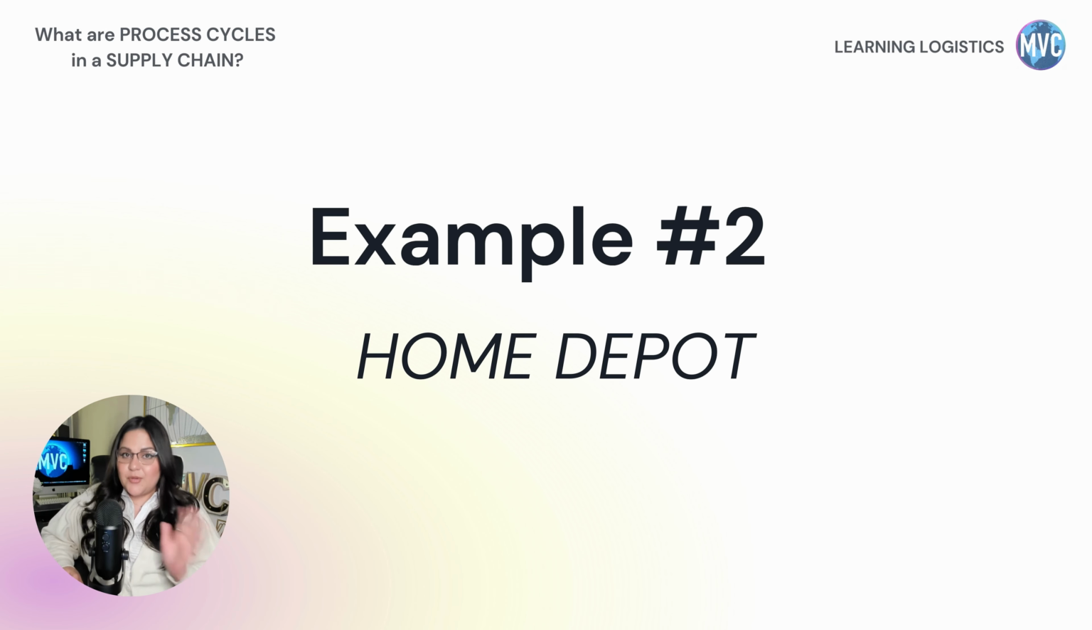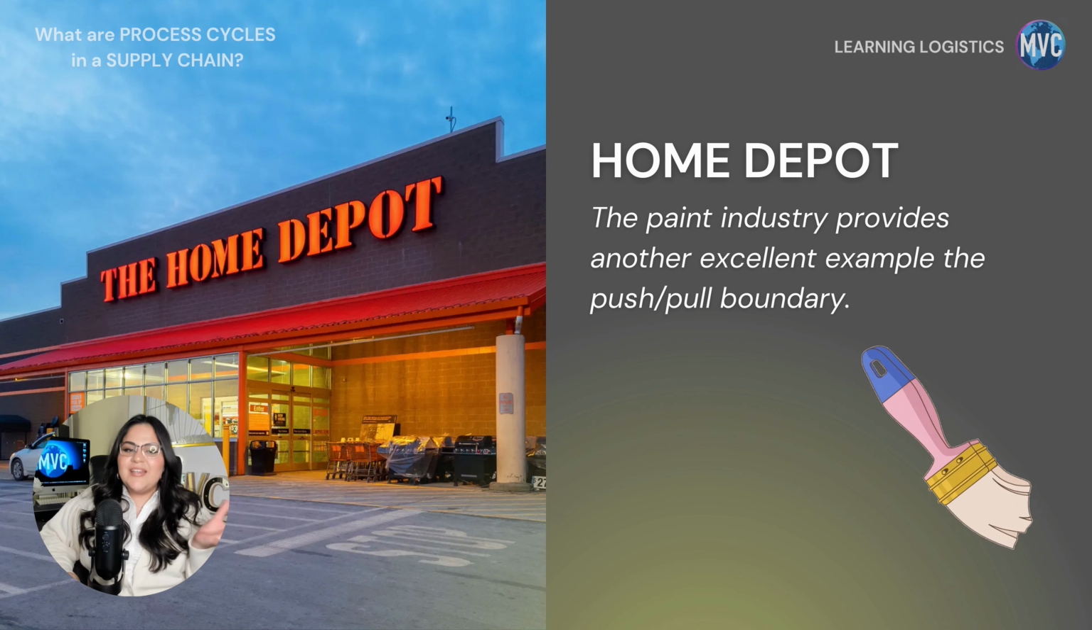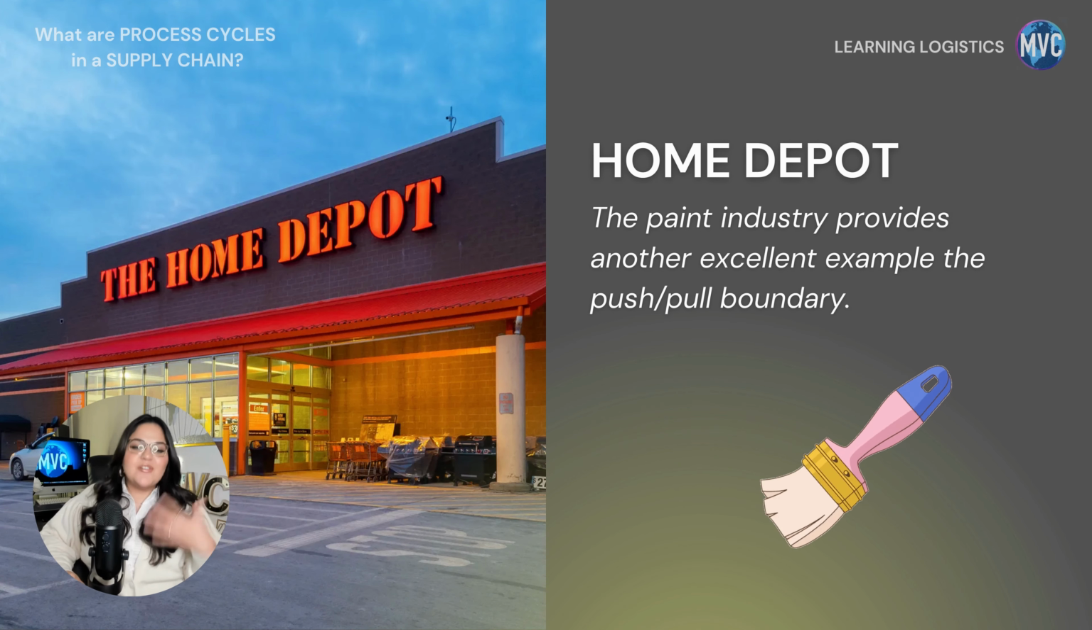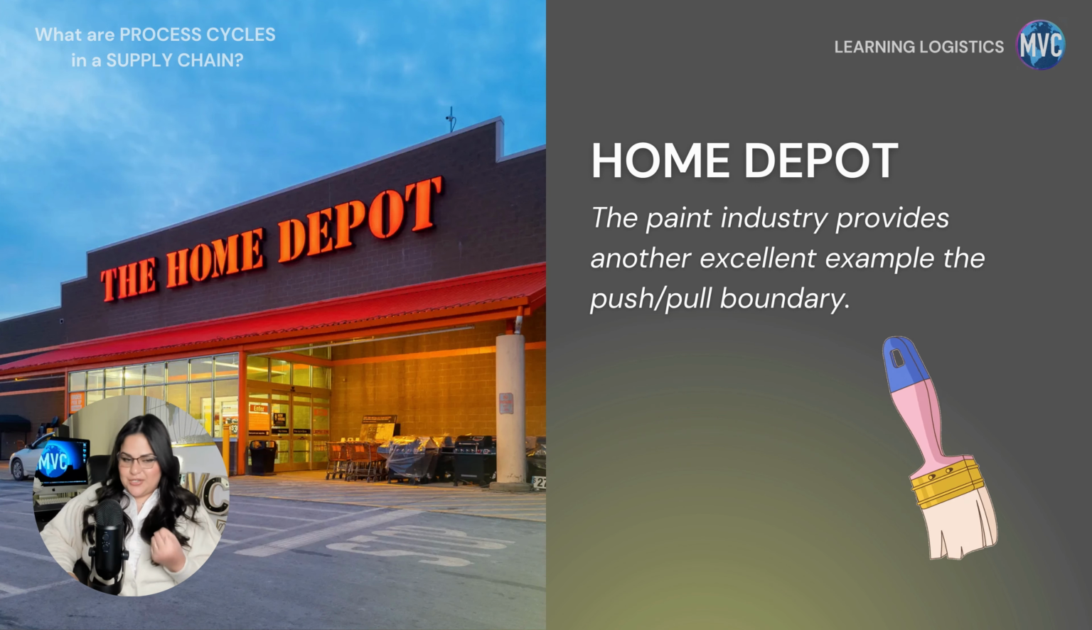So here we're going to look at example number 2, Home Depot. And this is going to be your second and final example for this lesson. In this example in particular, we're going to look at what the push-pull boundaries might look like for one retailer and for one industry. So the paint industry provides another example of the pull-push boundary.